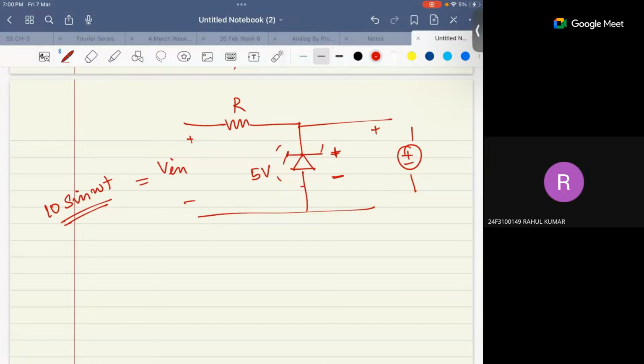Or if you want to write it as minus plus, then you have to write it as minus 5 volt, because basically the breakdown voltage for this is minus 5 volt, right? Are you able to understand this or not? Yes, sir.